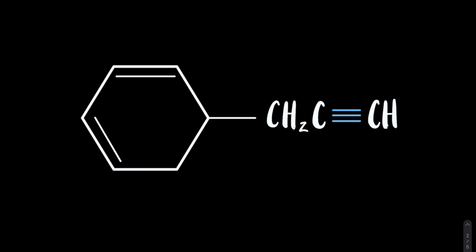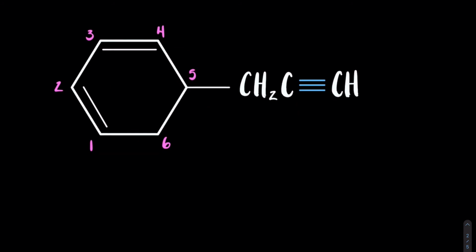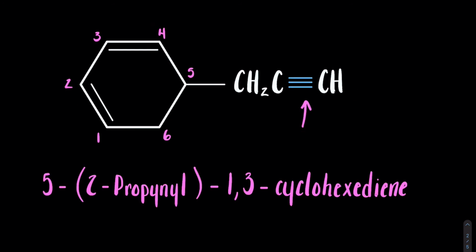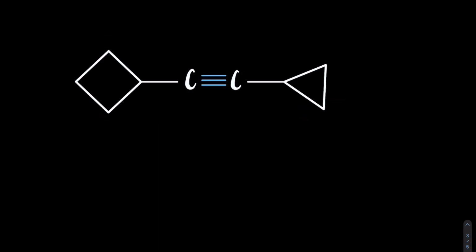So now let's number this compound. We see we've got a cyclohexene ring. 1, 2, 3, 4, 5, 6. Remember, we get the double bond on the lowest carbon atom. And then the rest of the substituents will follow with lower numbers. So we've got 1,3-diene or cyclodiene, cyclohexadiene. And then we have this substituent over here, which is a propynyl group due to the triple bond. So when we name this, it gets 5-(2-propynyl)-1,3-cyclohexadiene. So now let's take a look at this one.